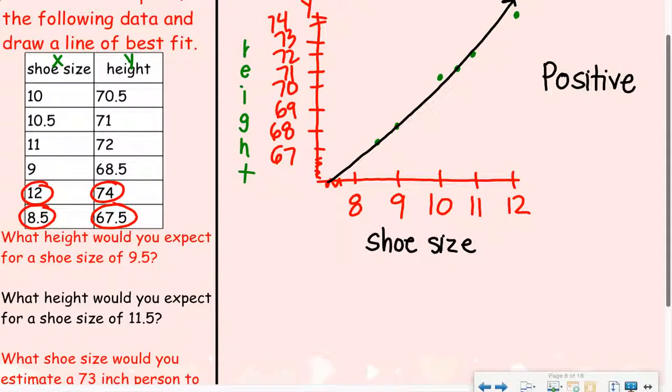So it says, what height would you expect for a shoe size of 9.5? So here's how we do that. We're going to go over to 9.5 for our shoe size, which is about right here. And then I'm going to follow my line up and stop once I hit my line of best fit. So my line of best fit is right there. If I look across, it's at about 69. So we would assume our height is going to be 69 inches.